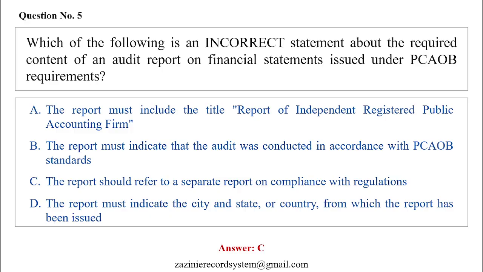Explanation. Letter C is the incorrect statement, and therefore the credited answer, because a PCAOB required report should refer to the auditor's separate report on internal control, not a report on compliance with laws and regulations. The title requirement, the PCAOB standards reference, and the city and state or country requirement are all genuinely accurate.